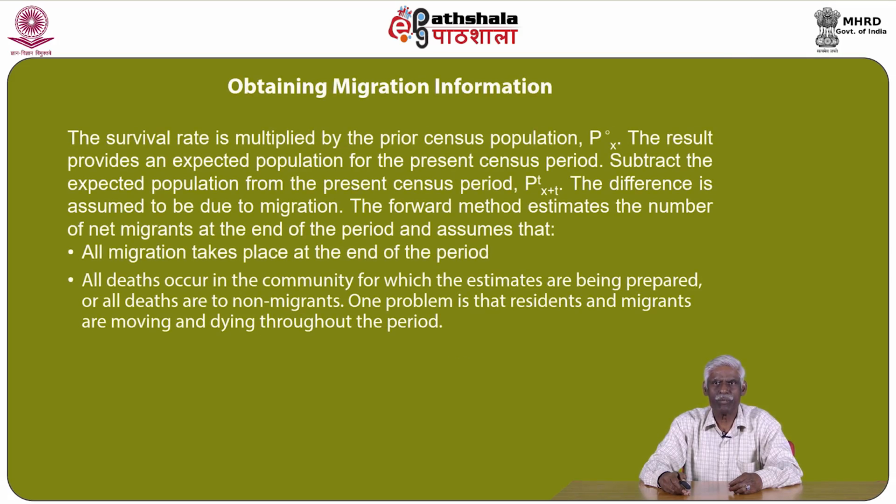The survival rate is multiplied by the prior census population, that is P naught x. The result provides an expected population for the present census period. Subtract the expected population from the present census population, that is P t of x plus t. The difference is assumed to be due to migration. The forward method estimates the number of net migrants at the end of the period and assumes that all migration takes place at the end of the period. All deaths occur in the community for which the estimates are being prepared, or all deaths are considered as non-migrants. One problem is that residents and migrants are moving and dying throughout the period.